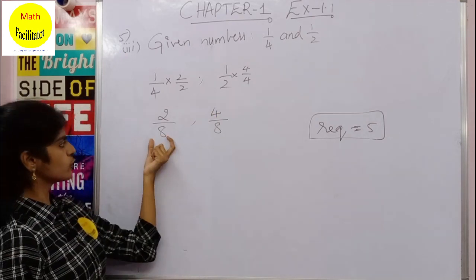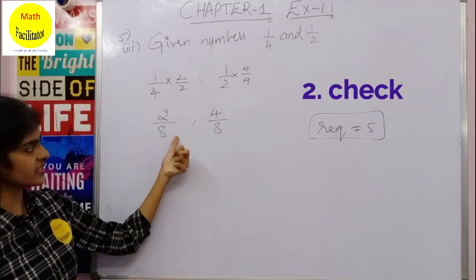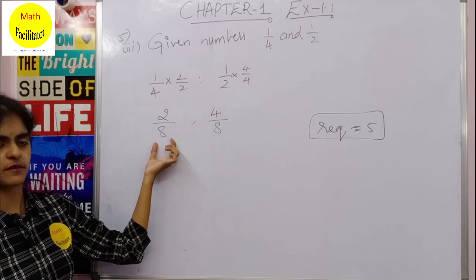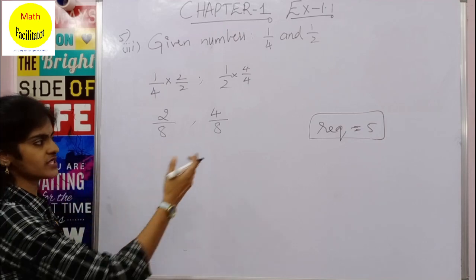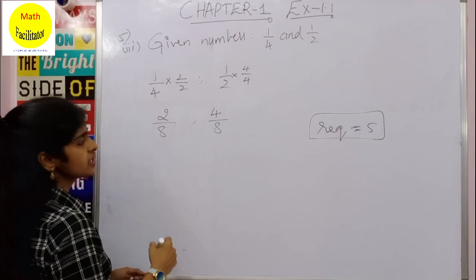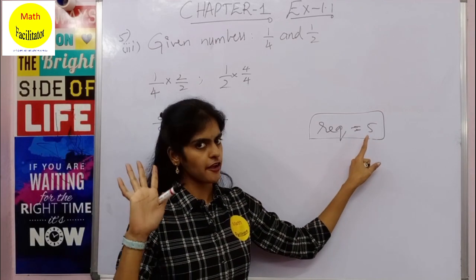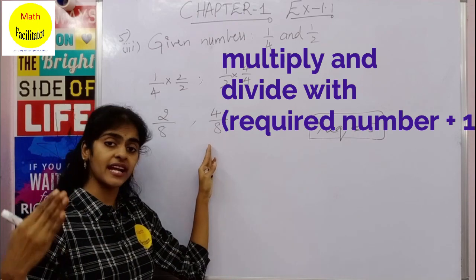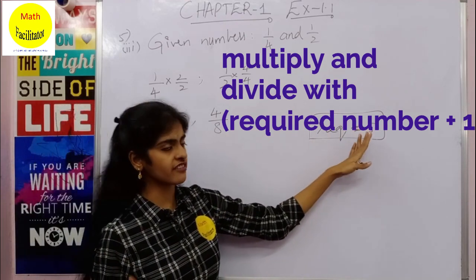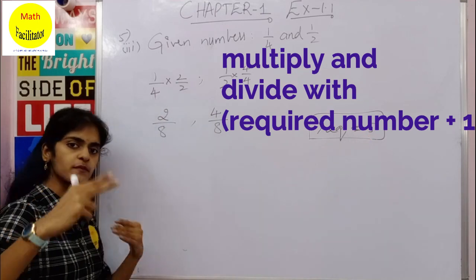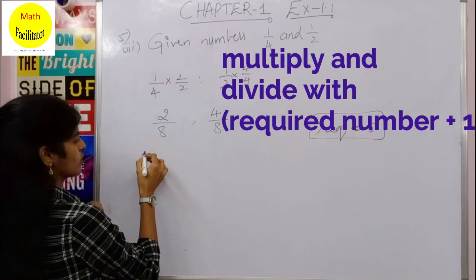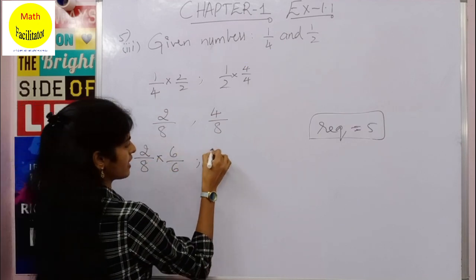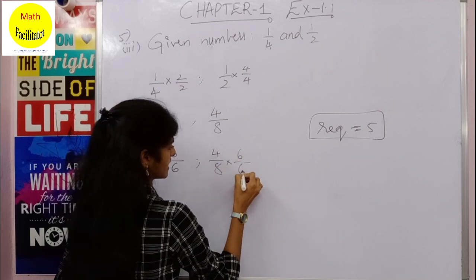Now between 2 upon 8 and 4 upon 8 you can see there is only 3 upon 8 here. So there are no 5, there is only one rational number with the same denominator. So let us convert it using the method which I just told you. The required number of rational numbers are how many? 5. So you will multiply and divide these two fractions by 6. Since you want 5 numbers, you will multiply and divide by 1 more than the required, that means 6. So 2 upon 8 into 6 divided by 6, and 4 upon 8 into 6 divided by 6.